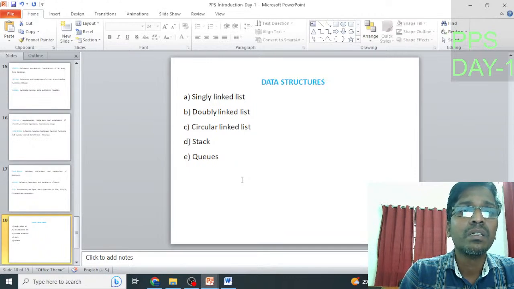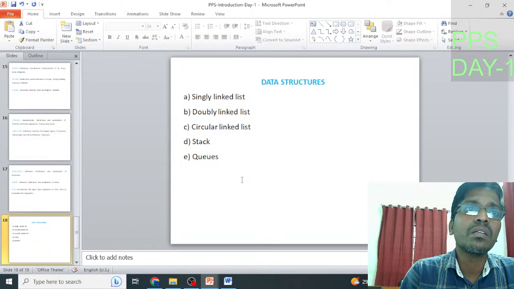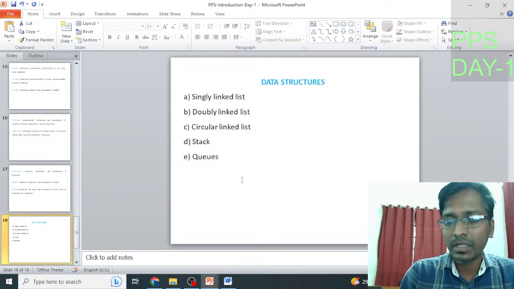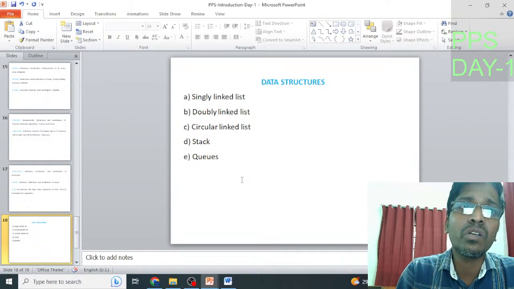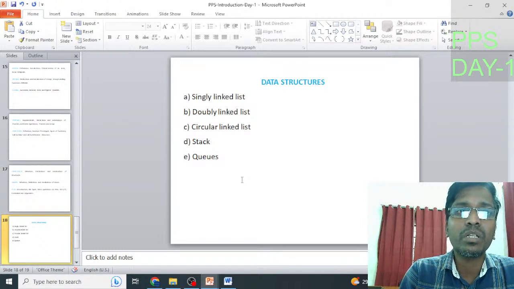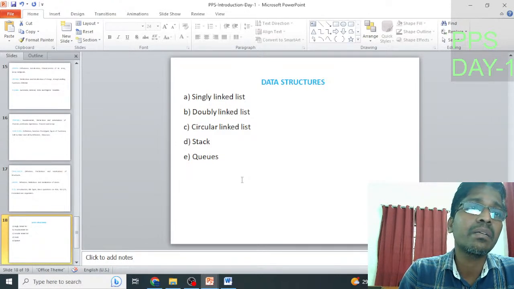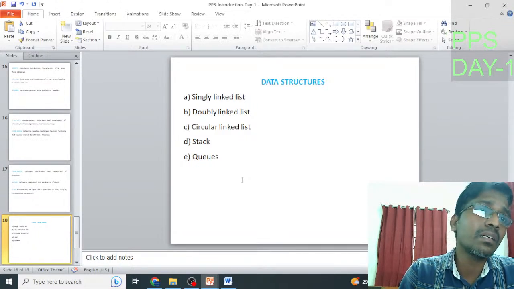And after that, we'll discuss the circular linked list. And after that, I want to discuss some of the applications of a linked list. And after that, stacks, and how we are going to develop a program on the stack using an array and a program using a linked list. And after that, queue concepts, like how we are going to develop the program using an array, and similarly how we are going to develop the program using a linked list.